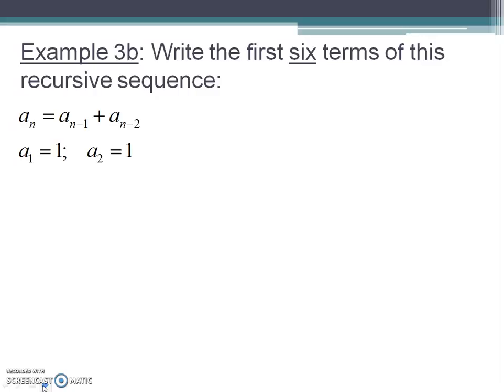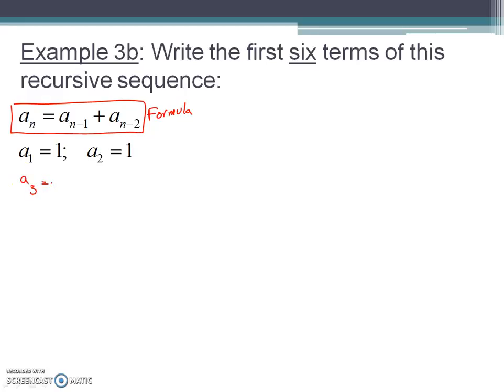It started off: the first term is 1, the second term is 1. Pretty easy. And then this is the, quote, formula. This is the recursive formula that describes this sequence. So what this is saying is, well, we already have the first two terms, so let's try to figure out the third term.